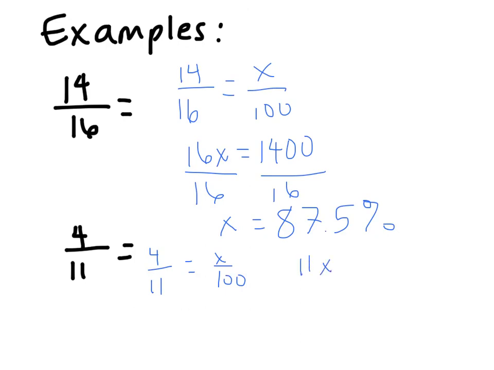Okay, if I have 4 over 11, I do 4/11 equals x over 100. So 11x equals 400, divide by 11, and x equals, and when I do it on my calculator, I get 36.363636. So I will round to the nearest hundredth, and I get 36.36%.